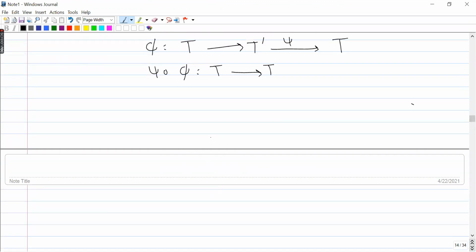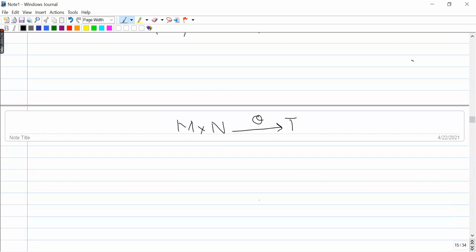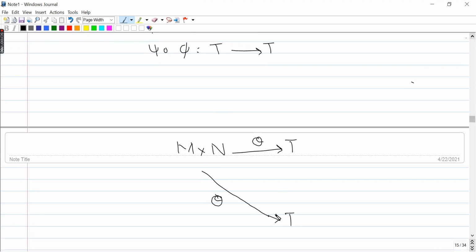Consider the following diagram. So what is the diagram? That from M cross N to T, it is given that this map is a bilinear map, and again we know that here also I have put T. This map again is a bilinear map theta. So we know that this composition psi composition theta is a map from T to T.